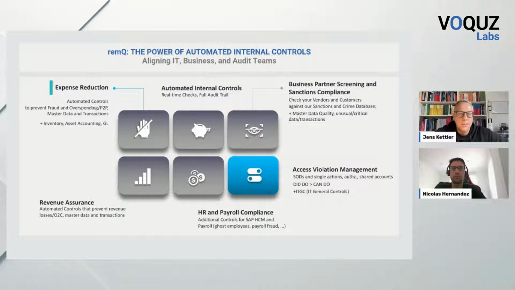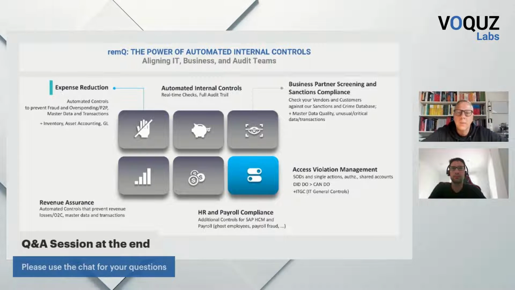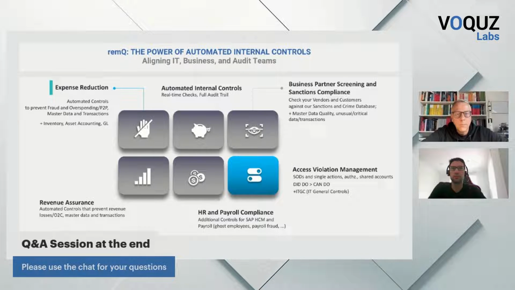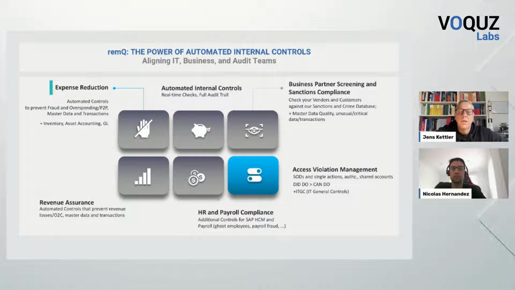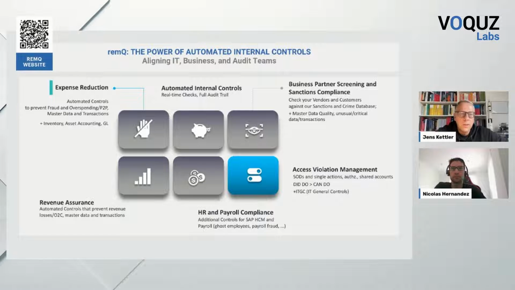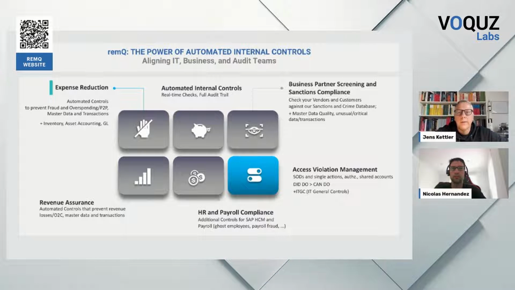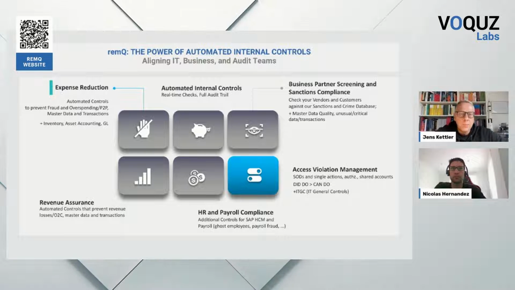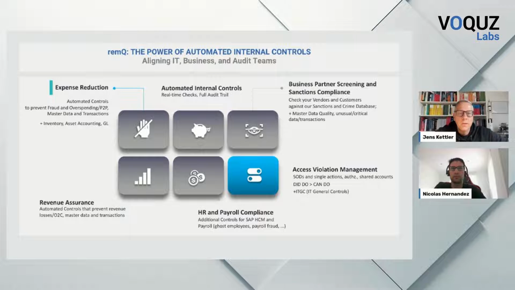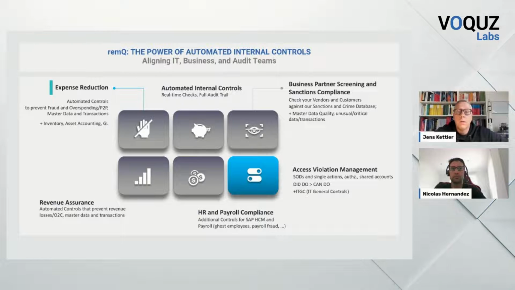The REMQ tool is covering that. We're going to look into details a little bit later, but as a reminder, the REMQ tool is a platform for internal controls automation. We cover internal controls on a variety of business processes in the SAP system, from the revenue side through accounting to the expense side in procurement, but also in HR and payroll. We are monitoring the flow of money, materials, and inventory through the organization. Another aspect is business partner screening, including sanctions list screening. And today, in the lower right corner, access violation management.